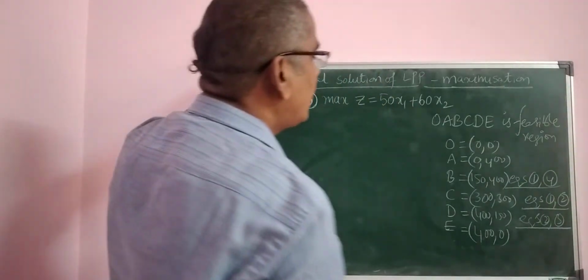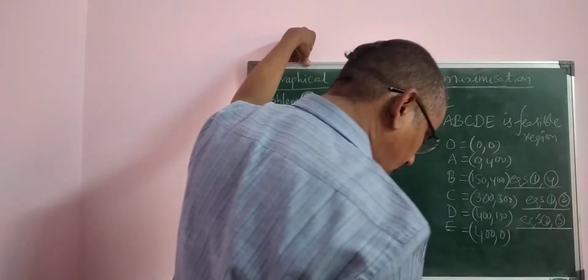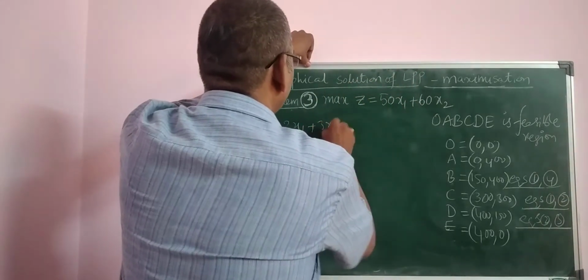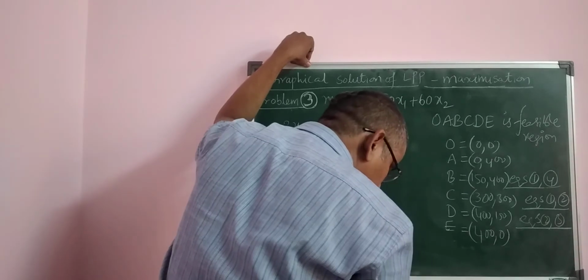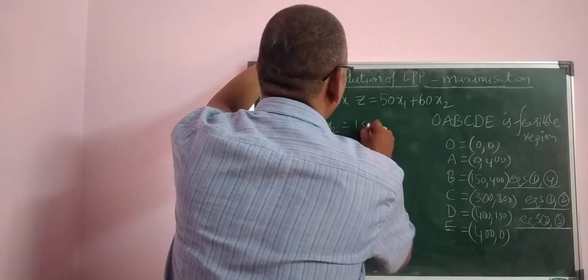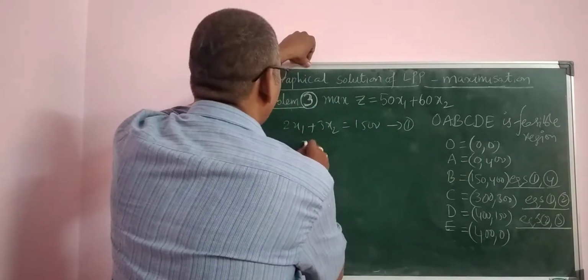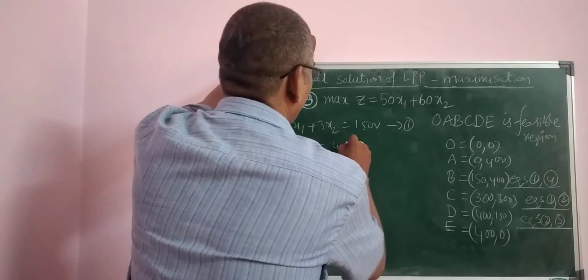So what I have specified: equation 1 is 2x1 plus 3x2 equal to 1500, and equation 4 is x2 equal to 400.